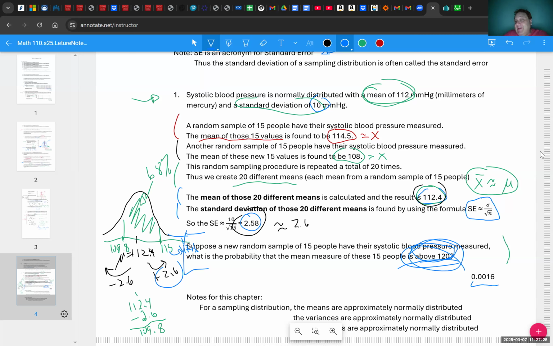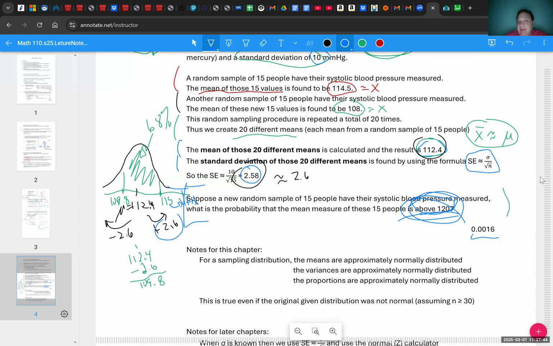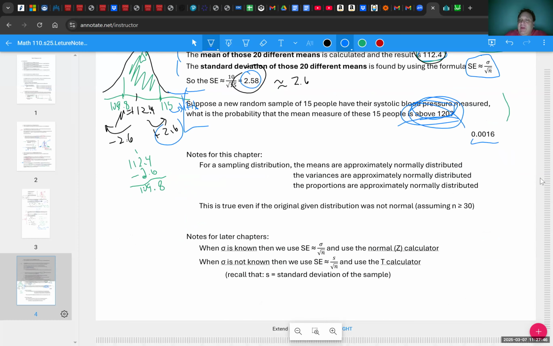So that was my attempt at explaining what a sampling distribution is, and an example problem where we used a given distribution about blood pressure measurements, and then took samples from that distribution to create a new distribution called the sampling distribution. Some notes I'll end the video with for this chapter, chapter 6.